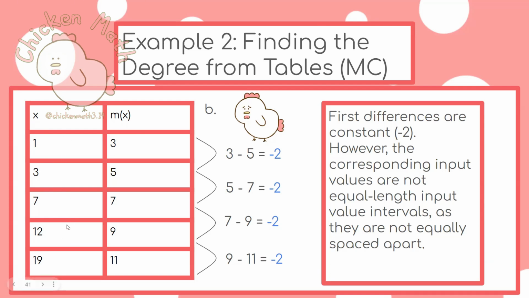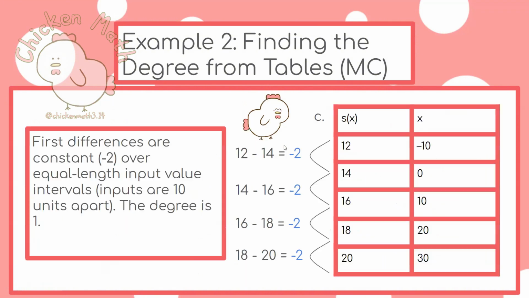Since our input values aren't equally spaced apart, even though these first differences are constant, they're not constant over equal length input value intervals. Therefore, m of x doesn't have a degree of 1, which means B is also not an option. So we want to be careful of our input values as well. We want to make sure they're over these equal length input value intervals. That's how our first difference, second difference method would be reliable.